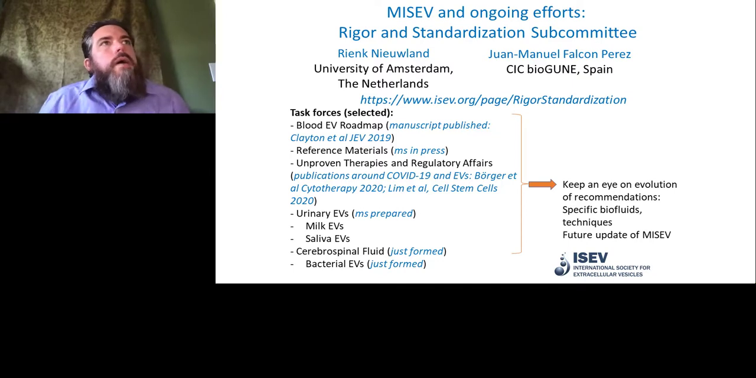And we also have a subcommittee that's called the Rigor and Standardization Subcommittee, where we have multiple task forces that have been formed. So this is also an opportunity for members of the community to say, you know what, I don't see anything about brain-derived EVs. I'd like to start a task force on that. And there's an opportunity on the MISEV webpage to get involved in that way.